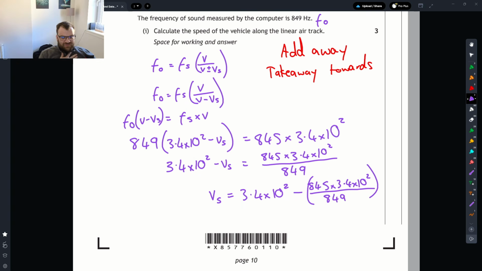Personally, I prefer to rearrange everything before putting the numbers in. I was trying that with this, and this is just not the type of relationship to do that with. I was getting myself muddled up and confused. So starting to put numbers in, we can start to simplify it down. And then when we get our answer, it's going to be 1.6 meters per second as our answer.